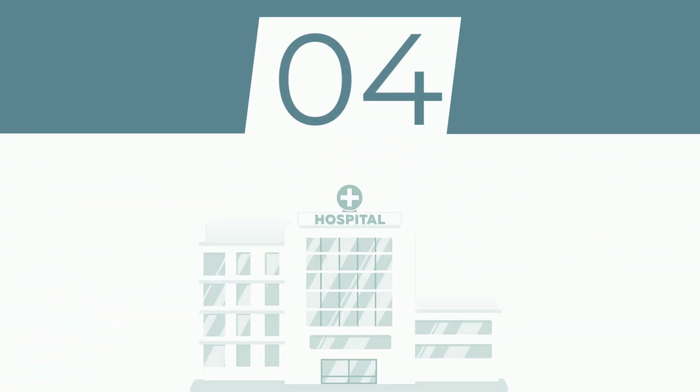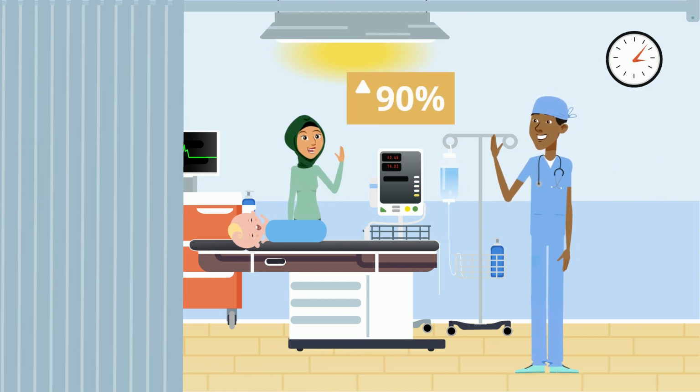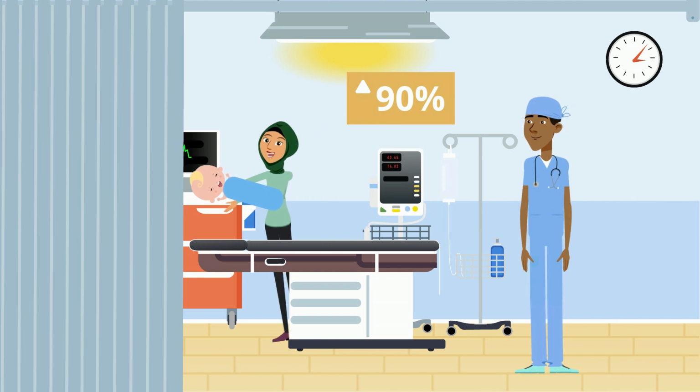Fourthly, for children with bronchiolitis, but no other comorbidities, we should not delay discharge based on oxygen saturations alone. These patients can be safely discharged if their oxygen saturation levels are 90% or higher.